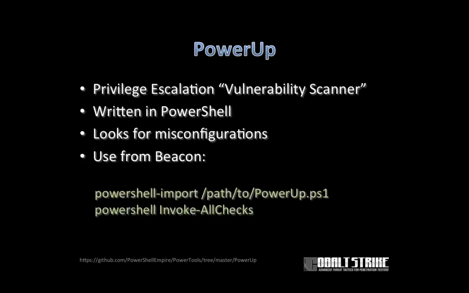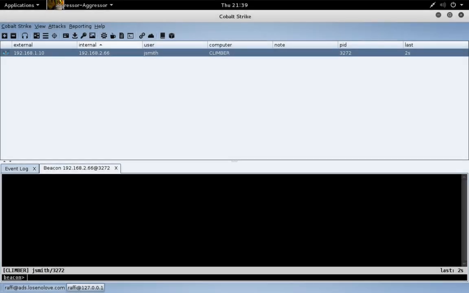With privilege escalation, one of my favorite tools is PowerUp. PowerUp is a privilege escalation vulnerability scanner written in PowerShell by Will Schroeder. What PowerUp does is it looks for different misconfigurations that can help you elevate. To use PowerUp from Beacon, you just do powershell-import, the local path to PowerUp.ps1, and then you do powershell Invoke-AllChecks to run the PowerUp vulnerability scanner, if you will. Let's take a look at how to elevate with PowerUp.